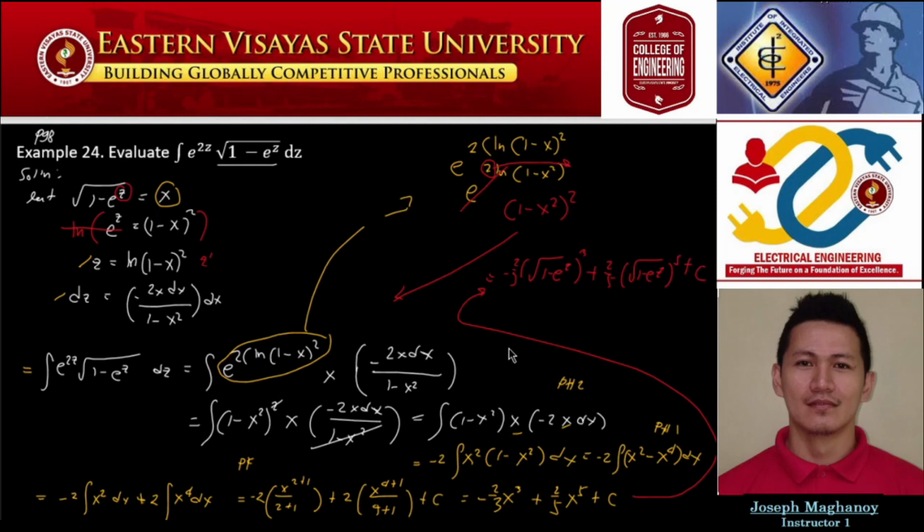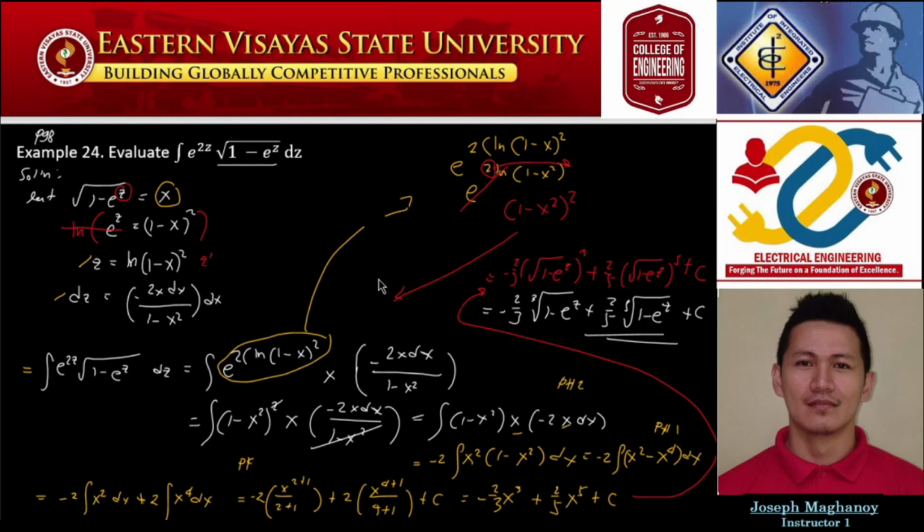So your final answer looks like this: negative 2/3, of course, the cube root of your 1 minus az, plus 2/5, that would be the 5th root of your 1 minus az, plus c. So this is your final answer for your example number 24.